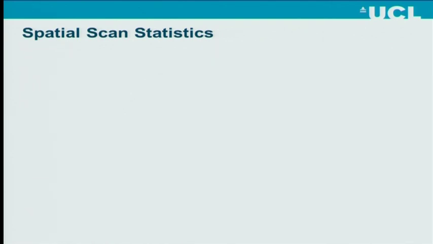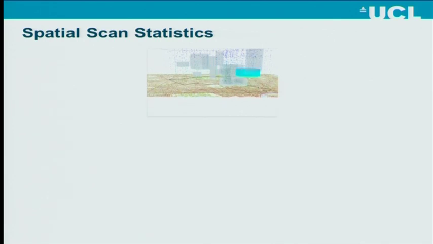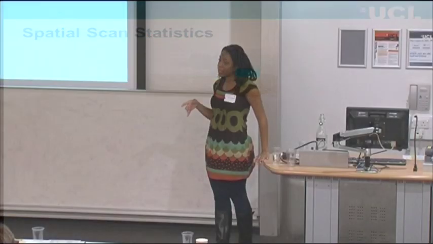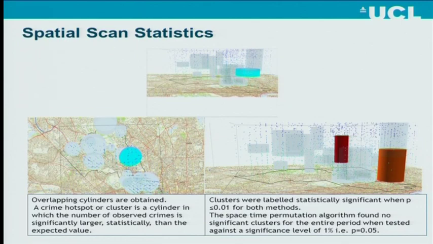So with the spatial scan statistics, you have a cylindrical window moving through the area. And what you do is you use a particular model, and you count the number of points within the cylinder as compared to the number of points expected. And that's how you define your clusters. So in the end, you get a series of overlapping cylinders. A crime hotspot is a cylinder where the number of crimes is statistically significantly larger than expected. Two methods were used, the space-time permutation model and the space-time Poisson model.